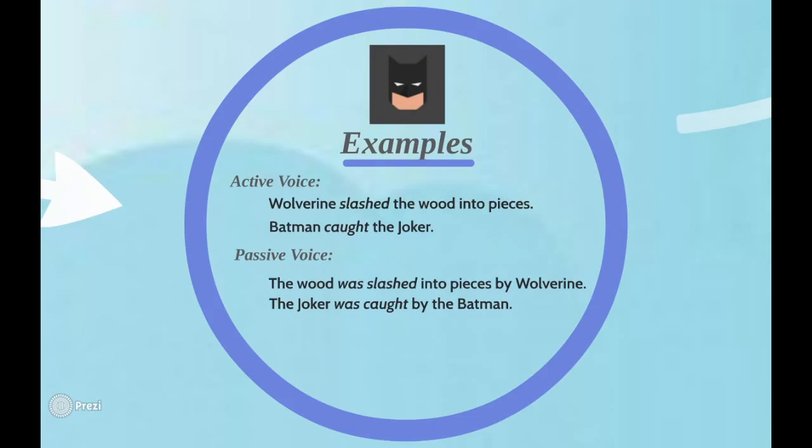Here are some more examples of active and passive voice. Wolverine slashed the wood into pieces. Batman caught the Joker. The wood was slashed into pieces by Wolverine. The Joker was caught by the Batman.